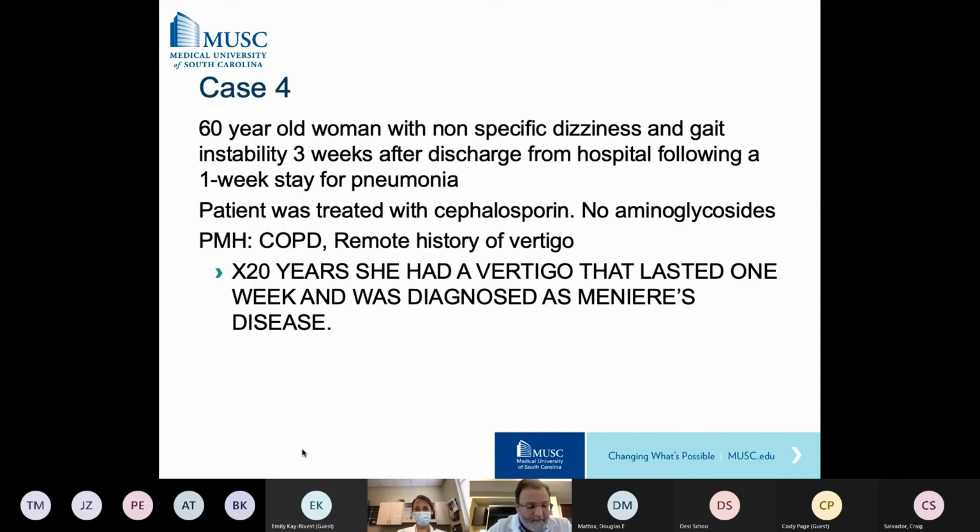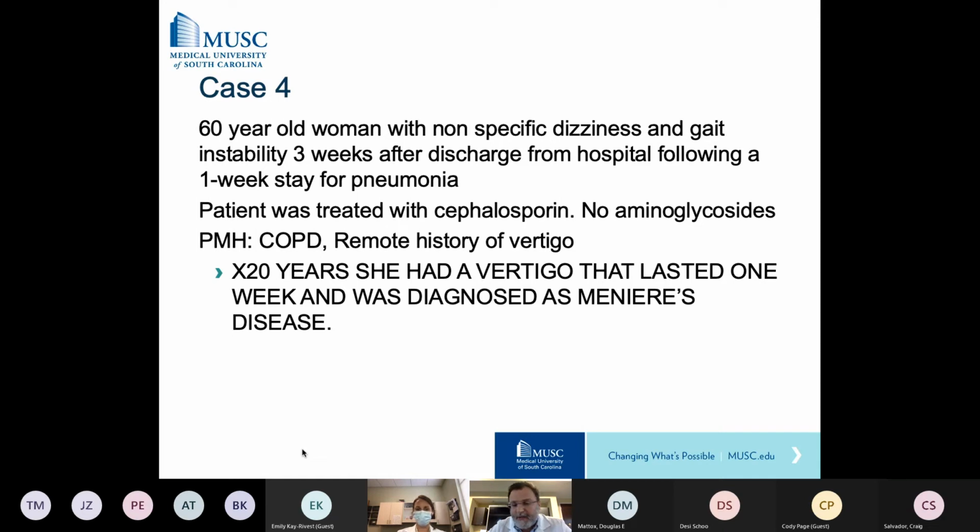So moving on to another case, a 60-year-old woman with non-specific dizziness and gait instability 3 weeks after discharge from a hospital following a 1-week stay for pneumonia. She was treated with cephalosporin. There were no aminoglycosides used, and a tentative review of the chart does not show any vestibulotoxic drugs.